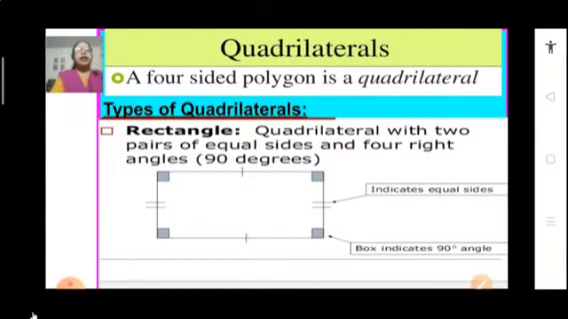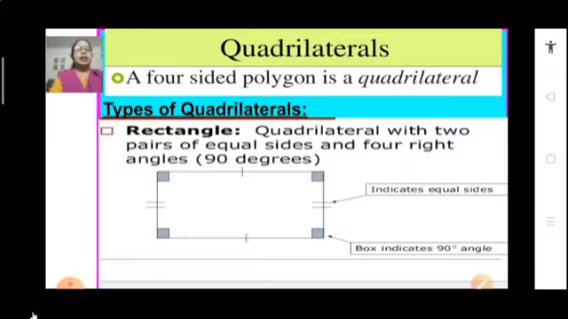Now coming to the next topic, that is quadrilaterals. Children, we have learned that a polygon is a closed figure made up of line segments. So what is a quadrilateral? A quadrilateral is a polygon which is made up of 4 line segments, that means it has 4 sides. So a 4-sided polygon is called a quadrilateral.